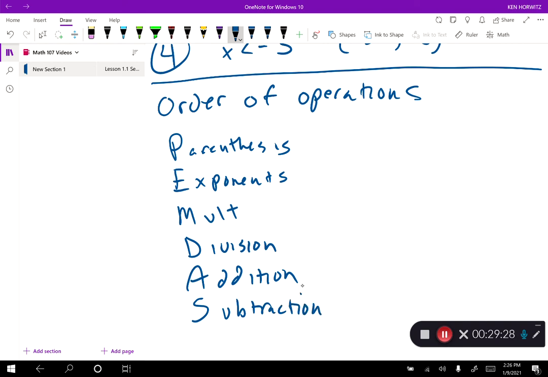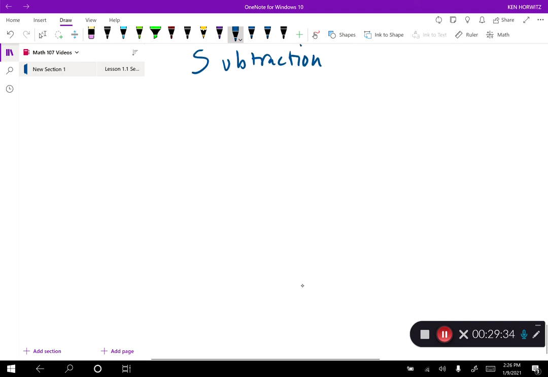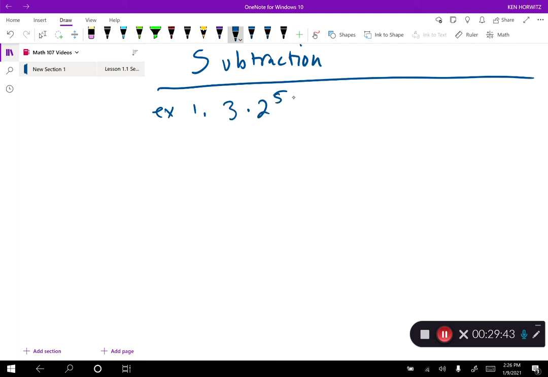All right, so I'm going to give just a couple of quick examples, and I'm going to ask you to work through them, keeping in mind the order of operations. So it's 3 times 2 to the 5th plus 4. Second one is 5 minus (3 minus 1) squared. All right, so why don't you pause the video, work through these examples, and then we'll take a look at them together.